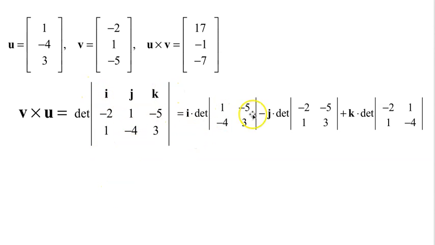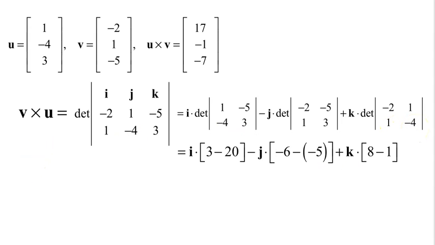1, negative 5, negative 4, 3. Minus j: cross out the column, cross out the row. Negative 2, negative 5, 1, 3. Plus k: cross out the column, cross out the row. Negative 2, 1, 1, negative 4. So what do we get here?